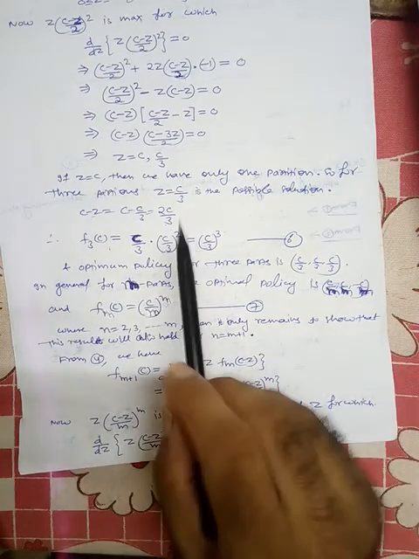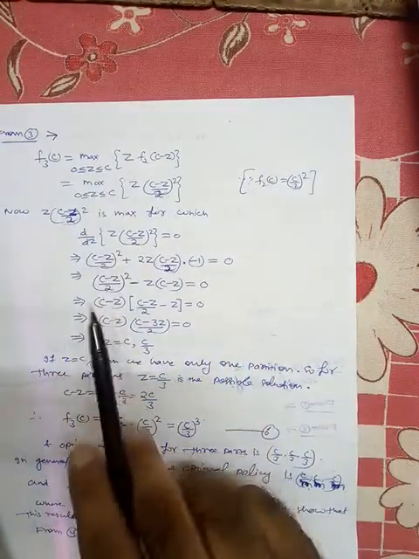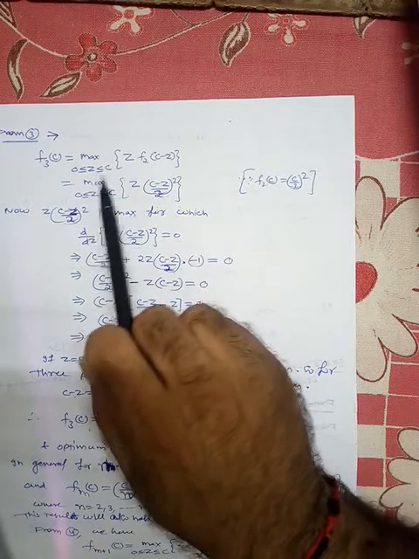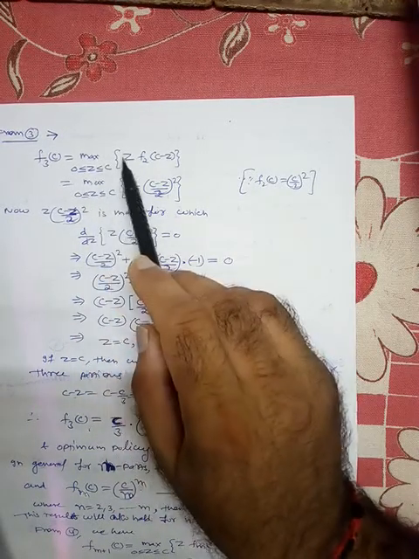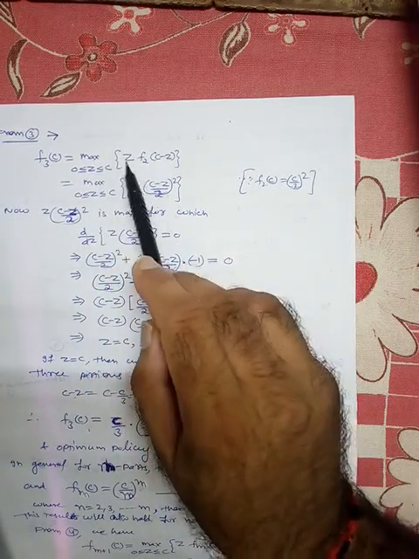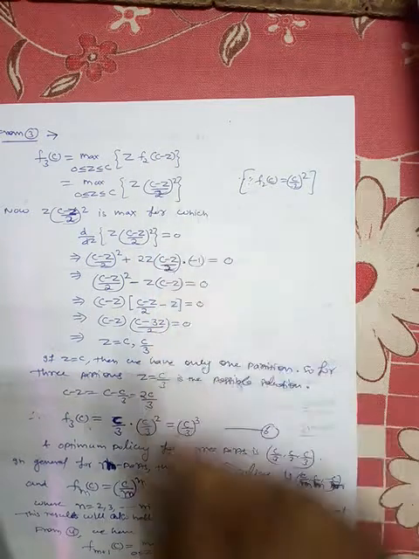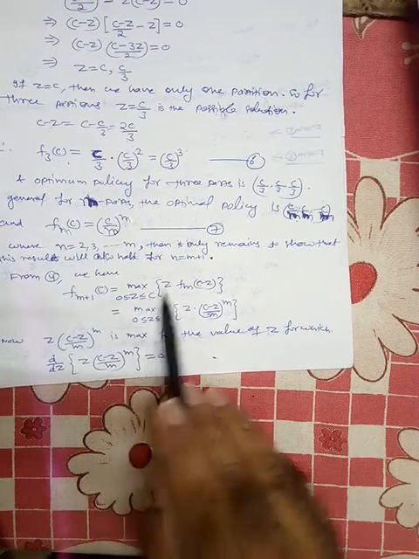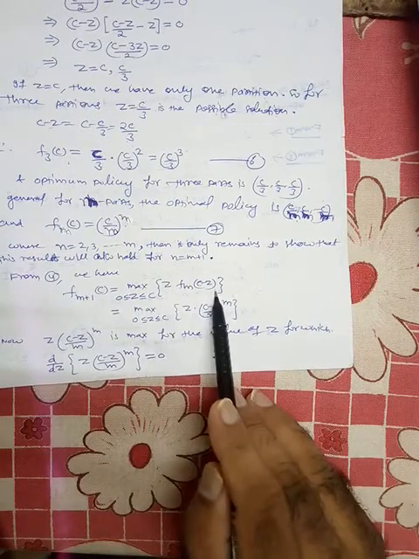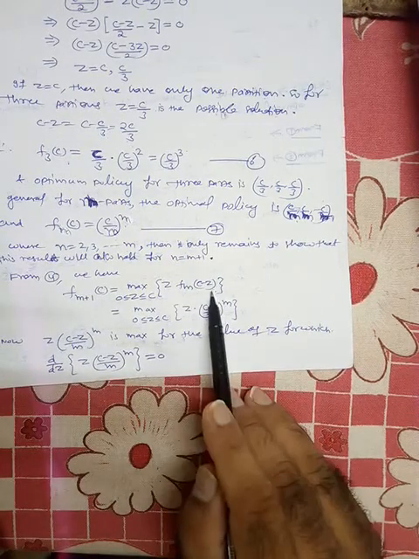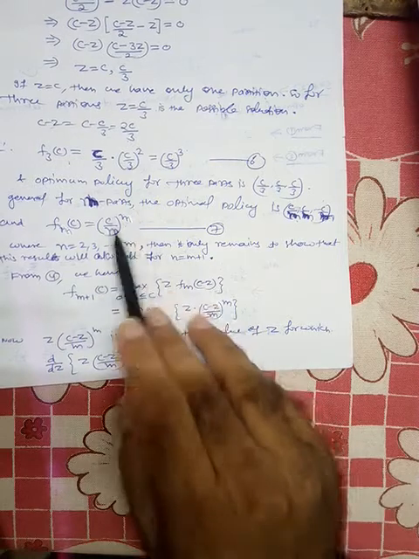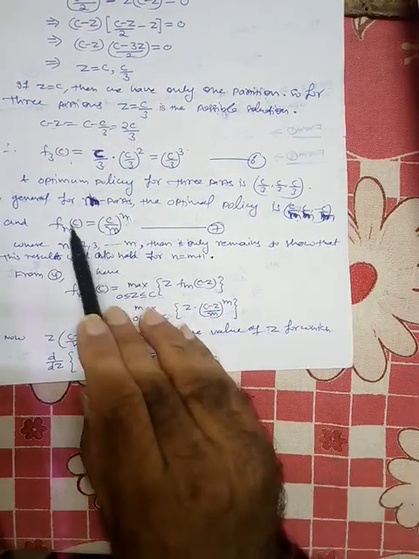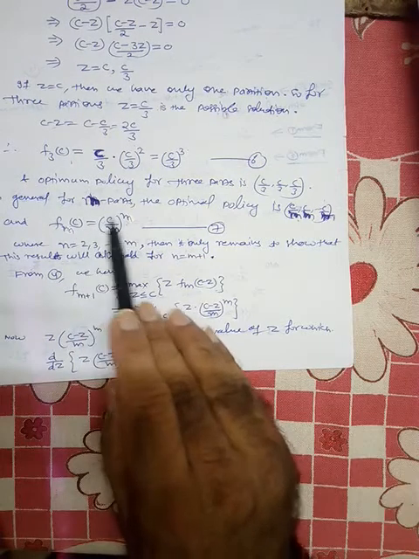So according to this formula, f_{m+1} will be maximization over z from 0 to c for the function z f_m(c minus z). So this is written here. f_{m+1}(c) is equal to maximum of z f_m(c minus z). What is f_m(c minus z)? f_m(c minus z) will be, according to the pattern, ((c minus z) by m) raised to the power m.